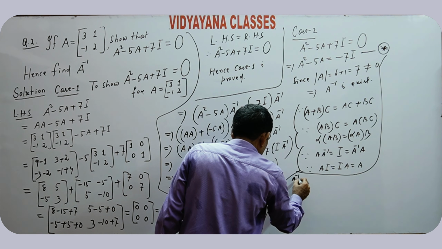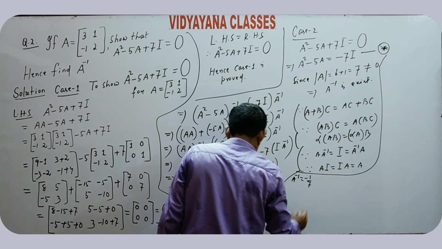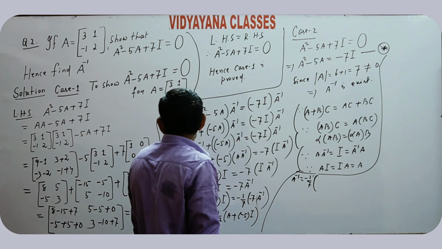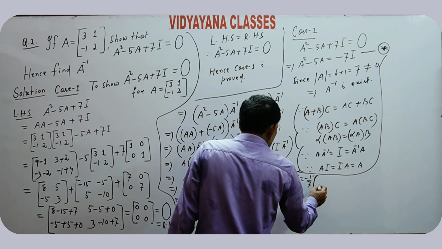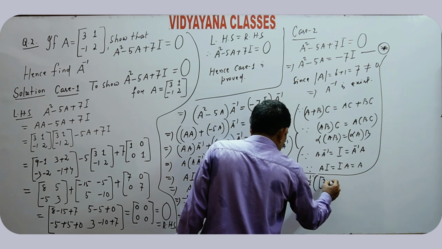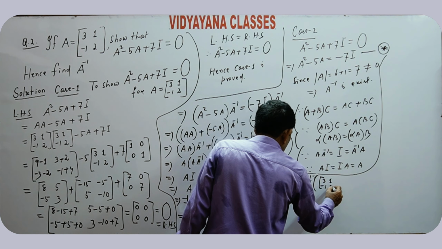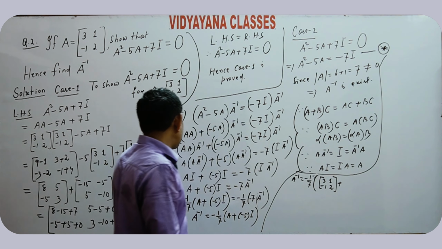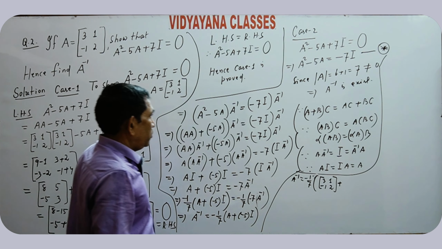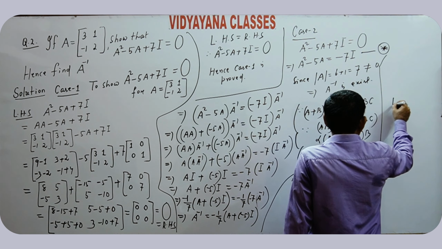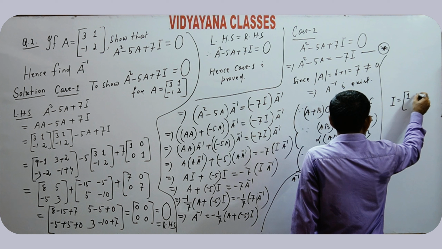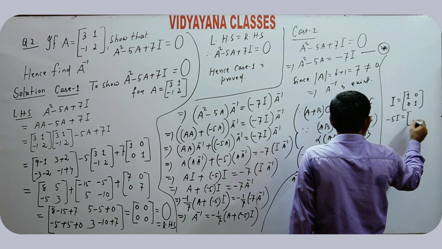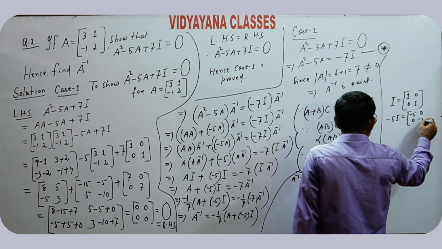A inverse is equal to minus 1 by 7 into A, which means 3, 1, minus 1, 2. Minus 7 I means the unit matrix of order 2, I the unit matrix of order 2, which is 1, 0, 0, 1. Minus 5i is equal to minus 5, 0, 0, minus 5.